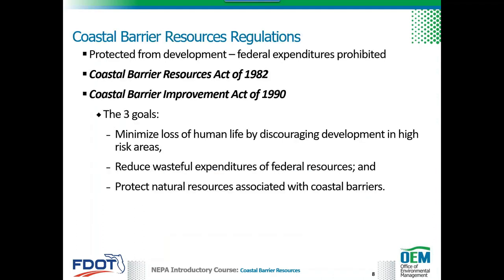Coastal barrier resources are protected from development and are prohibited from federal expenditures according to the Coastal Barrier Resources Act of 1982, which was later amended by the Coastal Barrier Improvement Act of 1990. The goals of these acts are to 1, minimize the loss of human life by discouraging development in high-risk areas. 2, reduce wasteful expenditure of federal resources. And 3, protect the natural resources associated with coastal barriers.